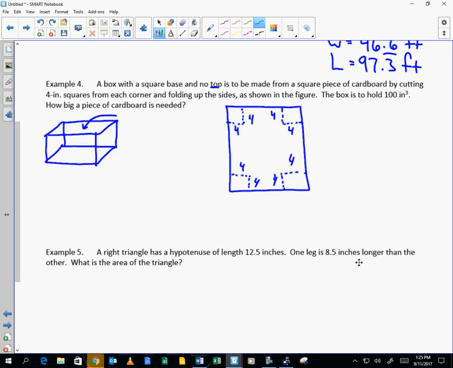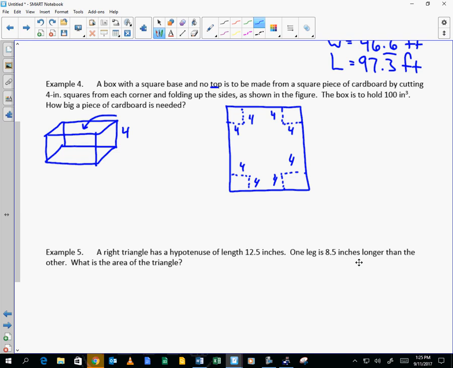100 cubic inches. What does that measure? How do we calculate volume? Length times width times height. So I need all these dimensions, right? Do we know this dimension? It's 4. That's what we folded up, right? If we cut 4 off, then that's going to be what we fold up.